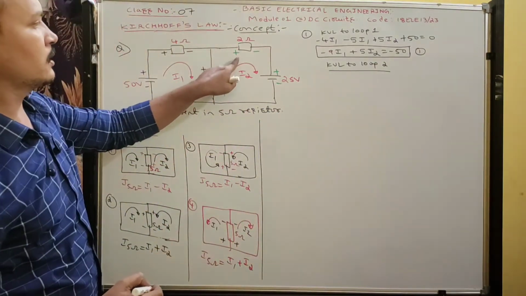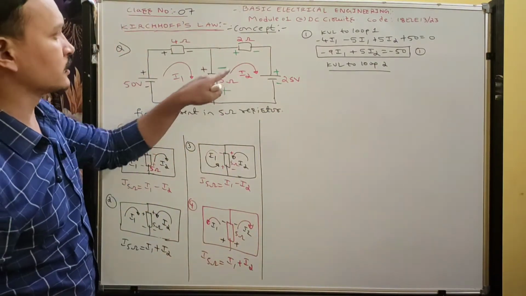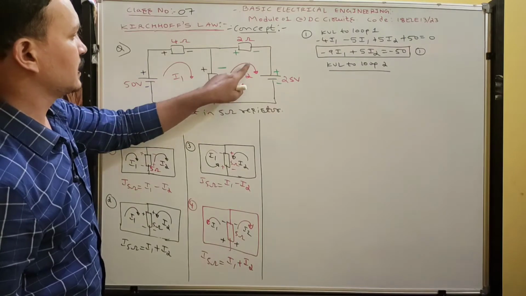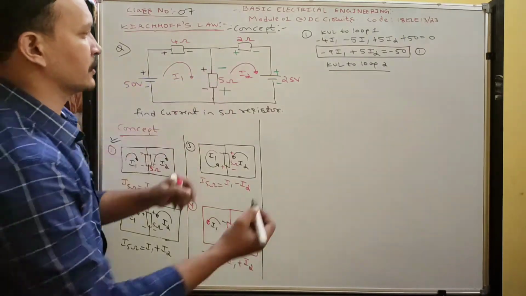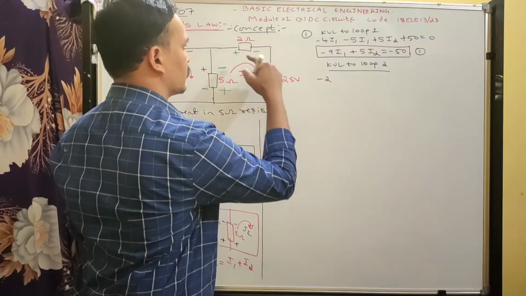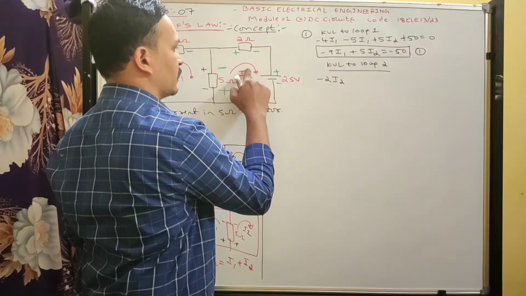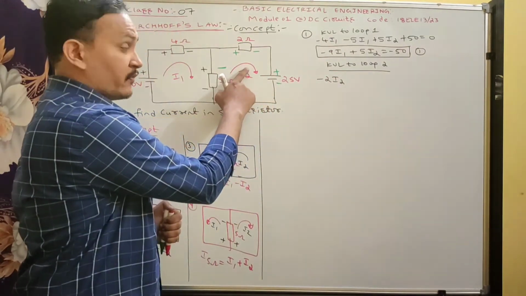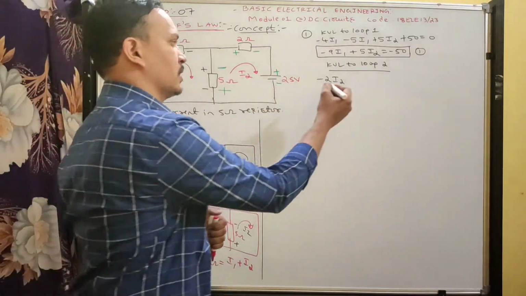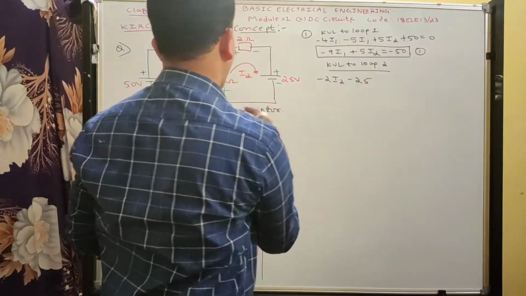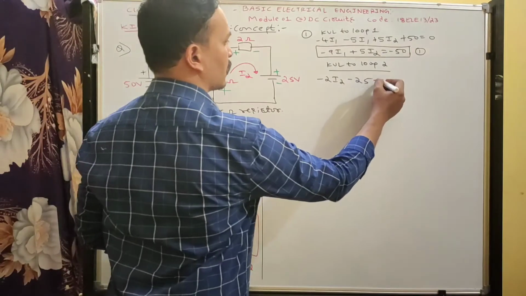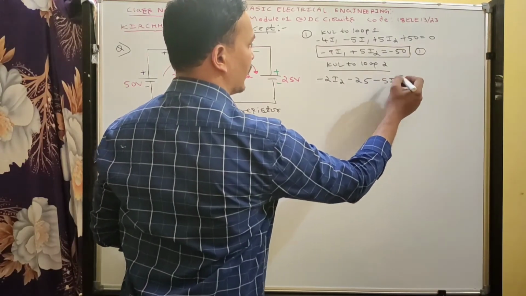Start from here or here, whichever is convenient for you. So plus to minus: see this current I2 flowing from plus to minus, so it is a drop, minus 2 I2. What is the current flowing there? I2 current. And see the current flowing through the EMF source from plus to minus, so it is minus 25. Then plus to minus drop, minus 5 I2.